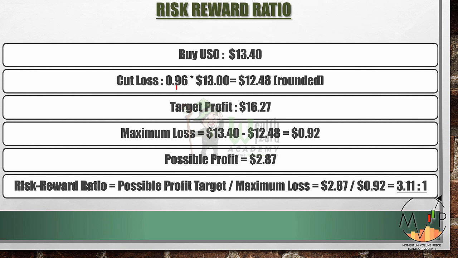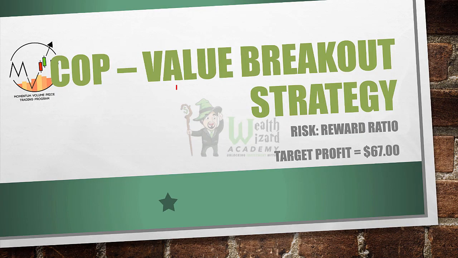Okay, so now we have looked at value anomaly, we have looked at value riding. The method remains the same for both of these, for the way we measure the target profit. So now the last one we're going to go through is the value breakout strategy. We're going to use COP, ConocoPhillips. This is one of the stocks that were highlighted in the forum.